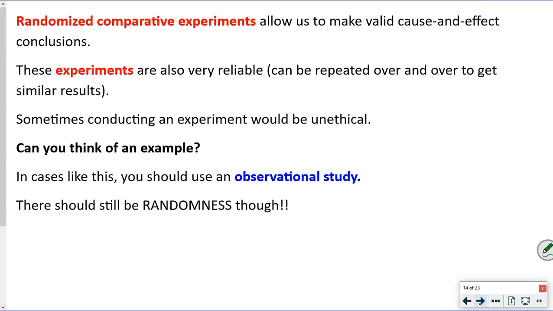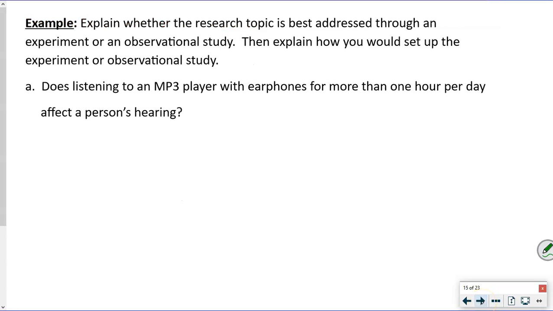There's lots of examples, but what if you were doing something with a child who couldn't make a decision for themselves? If you put sunscreen on half the children and not on the other half, would that not be unethical, because you could expose some of the children to sunburn? So in cases like this, you should use an observational study. There still should be randomness when you're talking about these studies, okay?